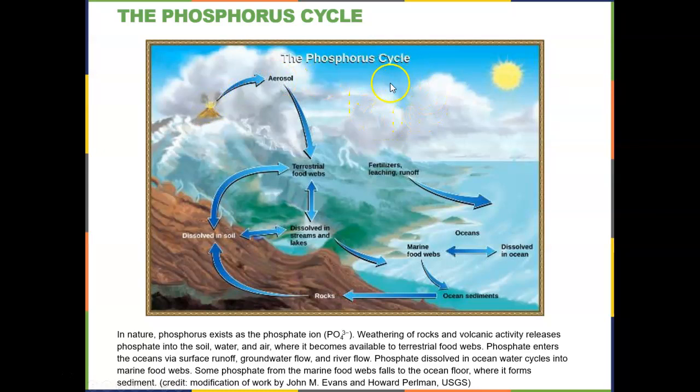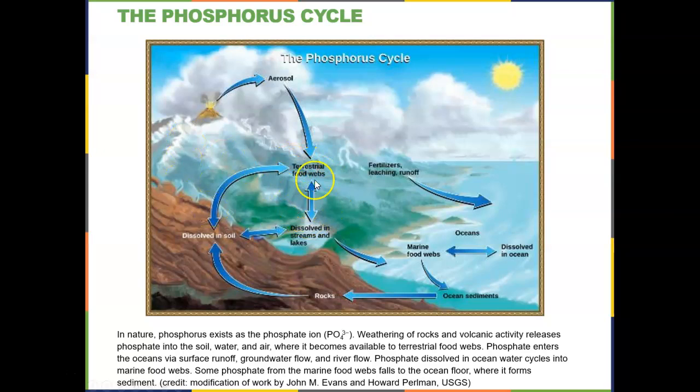So really not much in the way of an atmospheric cycle for phosphorus. Most of phosphorus is tied up in rocks or ocean sediments, which then degrade over time so that the phosphate ions get dissolved in the soil, and they then get added into lakes and streams, so plants can take up the phosphorus, use it to make their biomass, and then that gets transferred up the different trophic levels, from primary producers to primary consumers, etc.